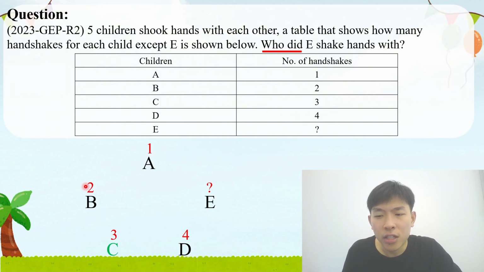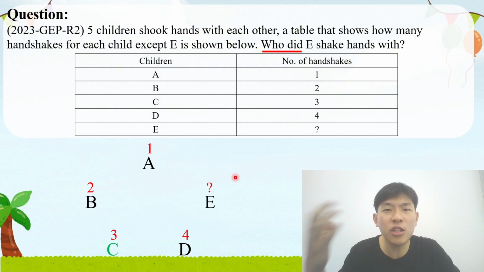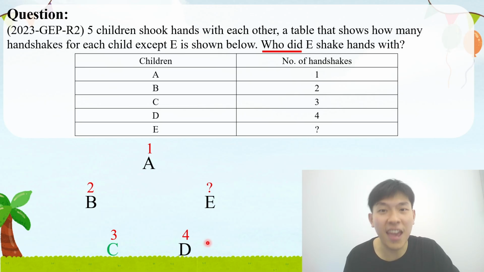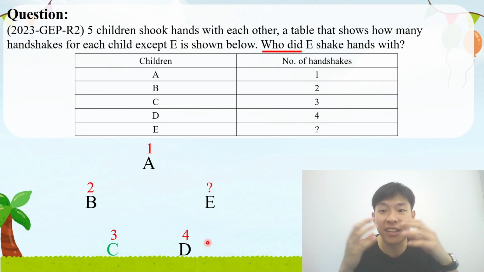What about B? Shakes hands twice. Maybe it can be any 2 of them. We don't know. C, 3 times with 3 persons. A, B, D, E. Out of 4 of them, any 3. Do you know which 3? Don't know. What about D? Yes, very good. So we can start at D.